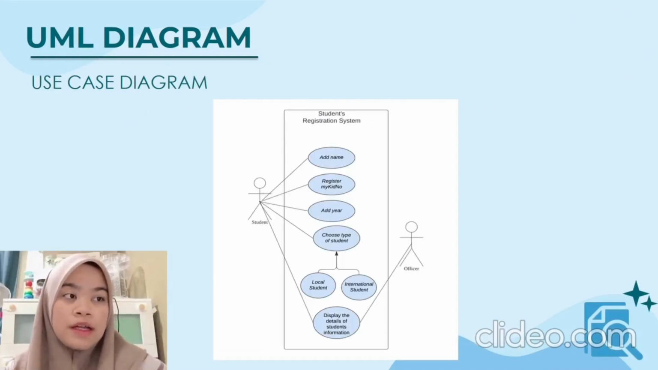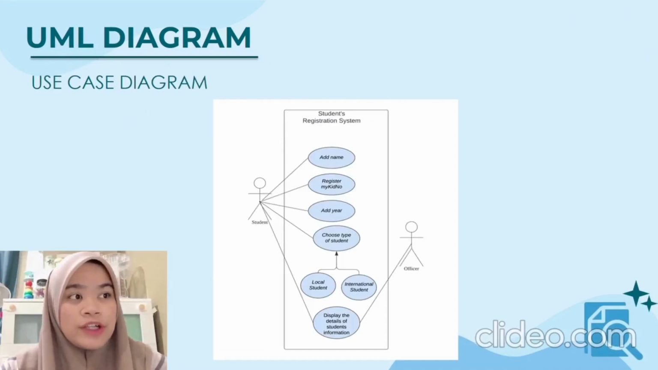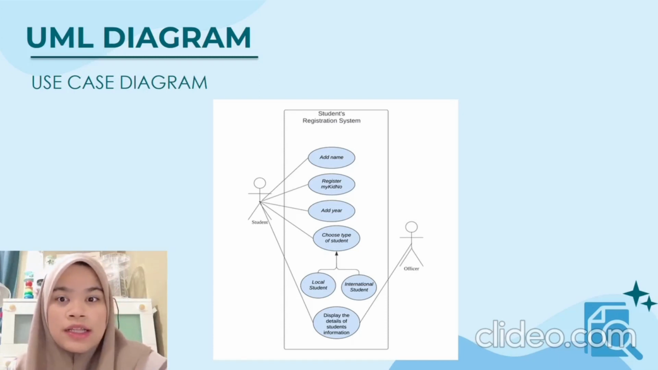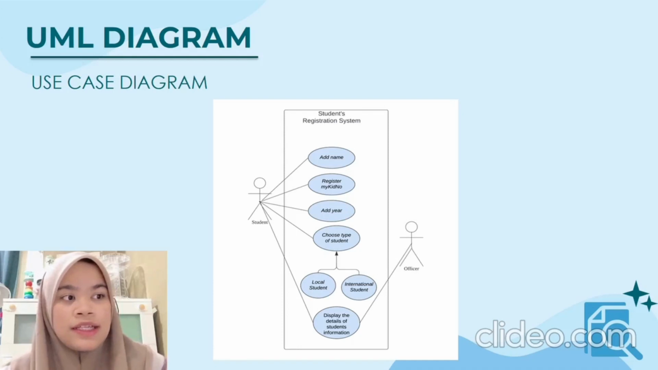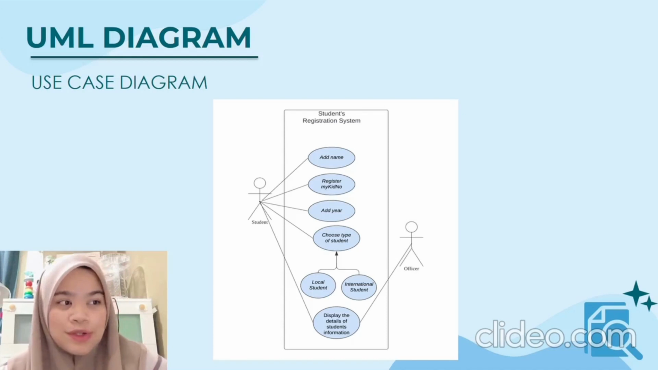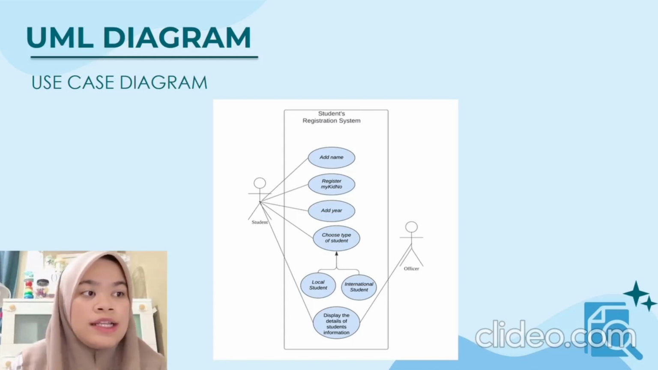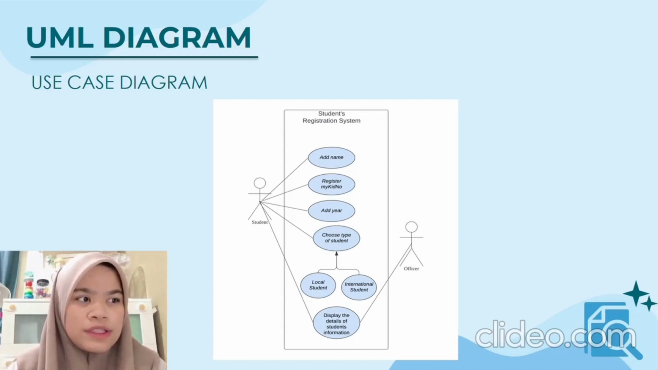For the use case diagram, student registration system. For student, we have their name, their MyKid number, their year, and they should choose whether they are a local student or an international student. For local student, they could tell us if they are a new one or an old one. For international student, they should choose whether they want to stay at the hostel or not. The last is to display the details of student information.